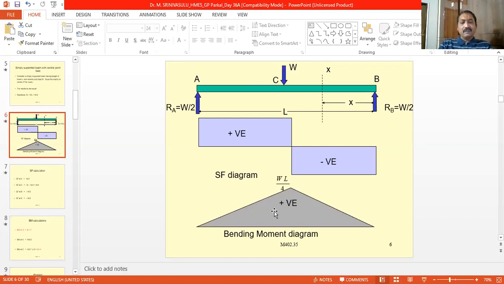So like this, for the simply supported beam with a central point load, this is the shear force diagram, and also this is the bending moment diagram. And one more important thing we have to note: here the bending moment will be maximum at the midpoint, not like that of the cantilever.